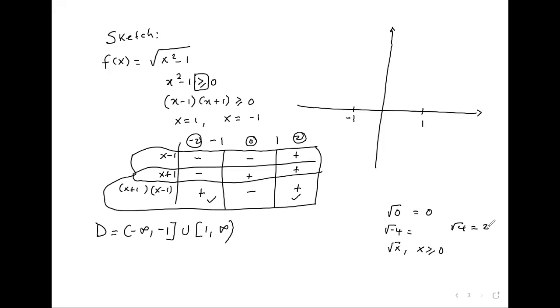This is why we are saying the domain of any root must make sure that whatever is in the root must be greater or equal to 0. And what did we say when it is a product? When you have a product greater or equal to 0, what do you use? You use a table to find the intervals in which that thing is going to be satisfied.